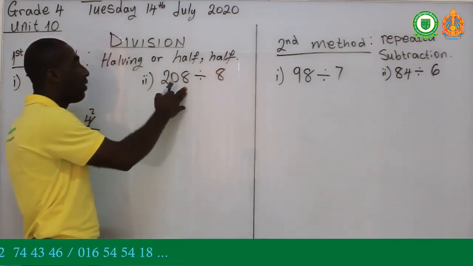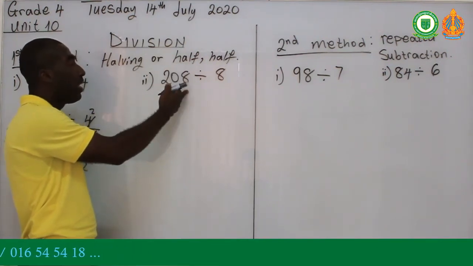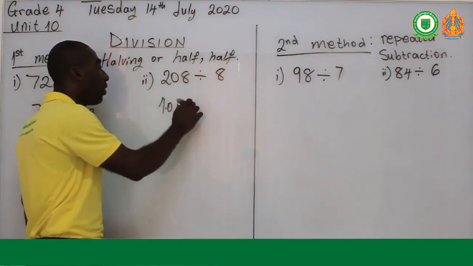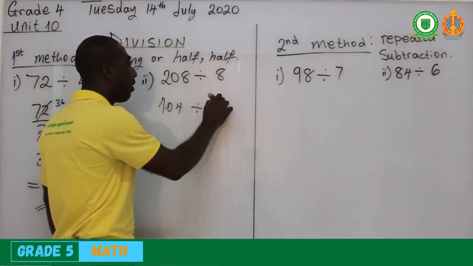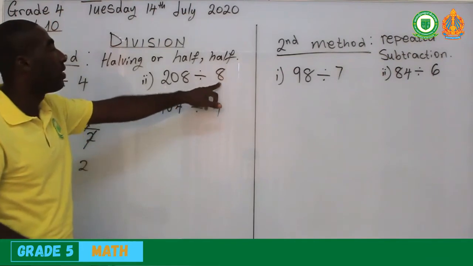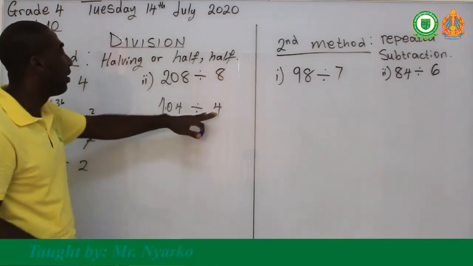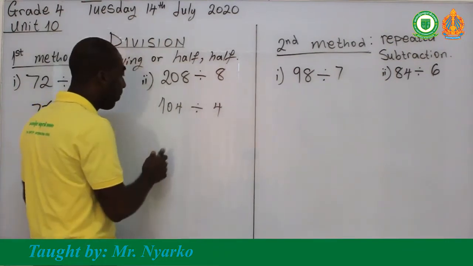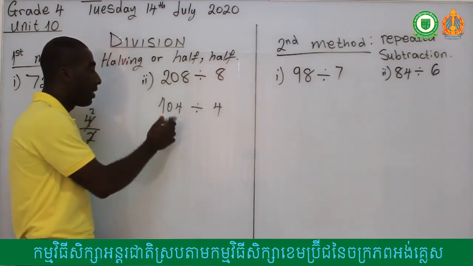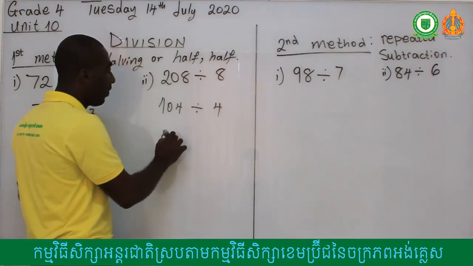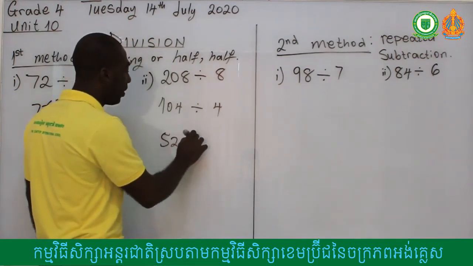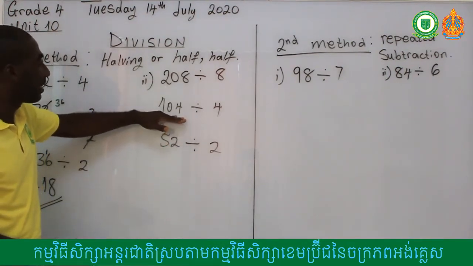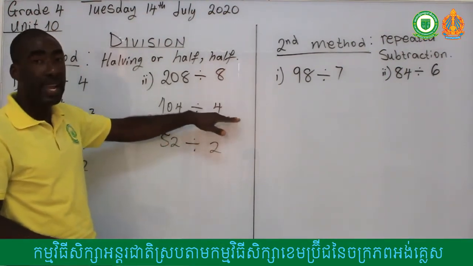So dividing 208 by 2 is going to give us 104 divided by 4, because we are using half of 8, and then we have 4. So we still have to go to the next step. So this will give us 52 divided by 2, because we are halving this and halving this, okay?